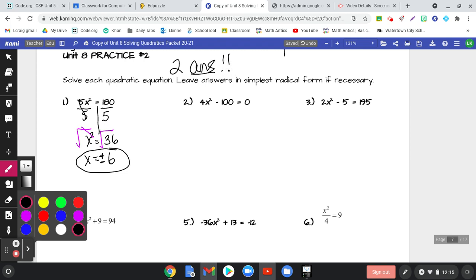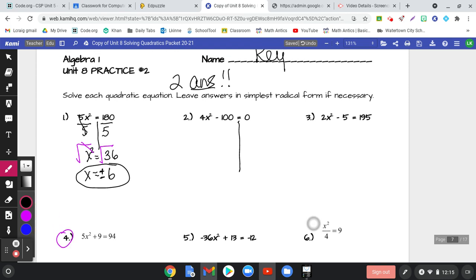Okay? All right, so let's just go through it. The next one, I see that minus 100, so I'm going to add 100 to both sides. So I'm left with 4x squared equals 100. Divide by 4.